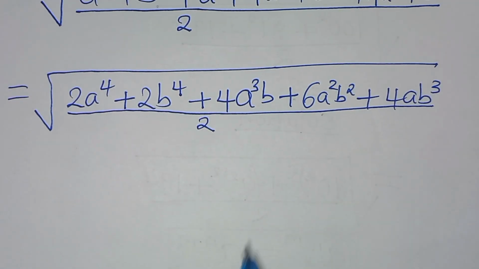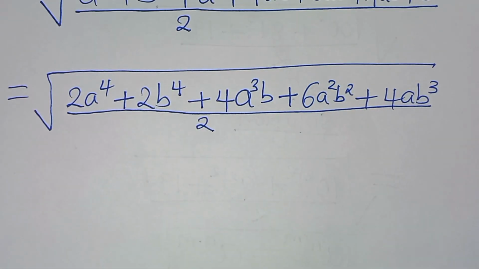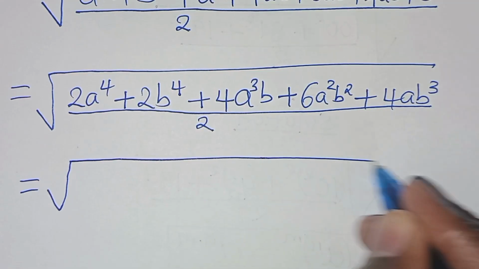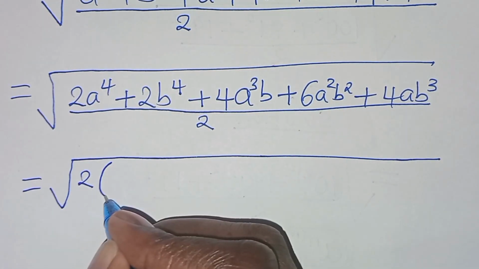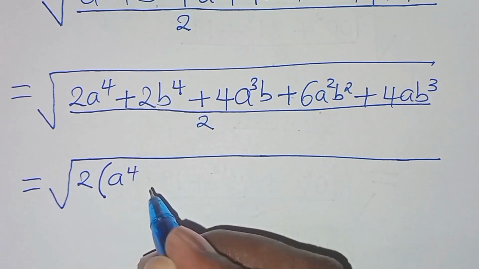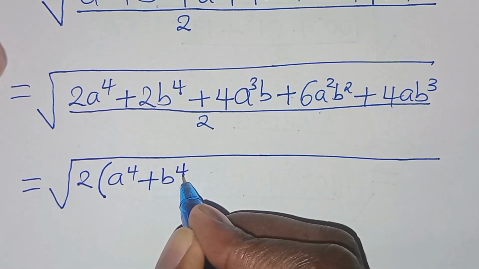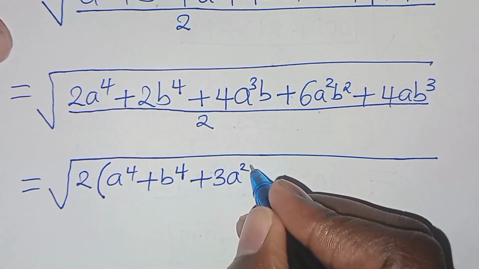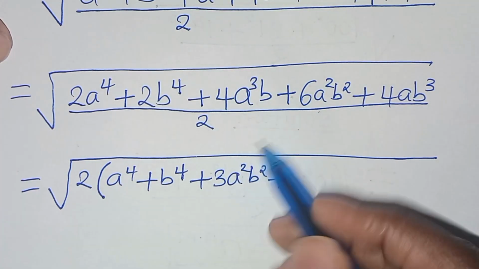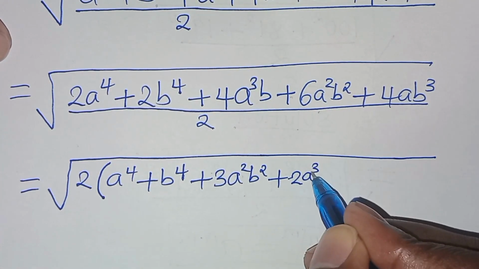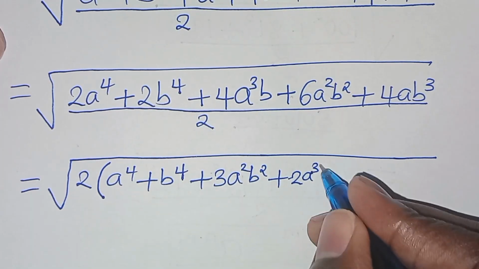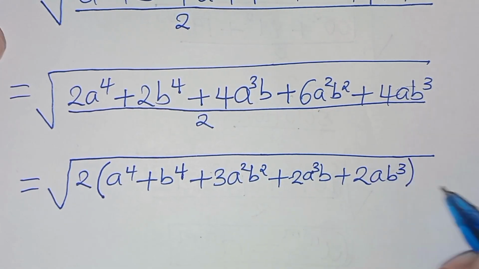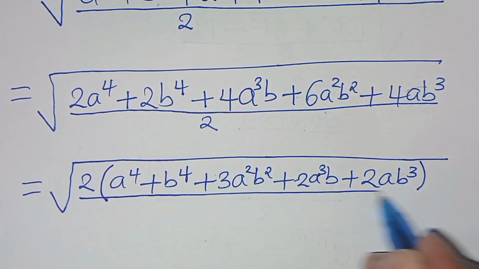So the next step here, we can factor out 2. Remember 2 is common here, so we can factor out 2, so that now we have 2 into the parentheses: A to the power 4 plus B to the power 4, then plus 3 A squared B squared, then plus 2 A to the power 3 B, then plus 2 A B to the power 3, close the bracket, and then everything here divided by 2.